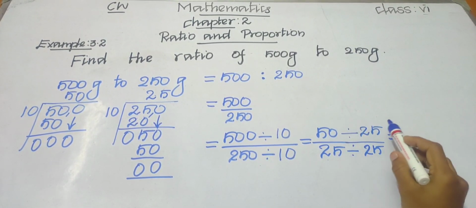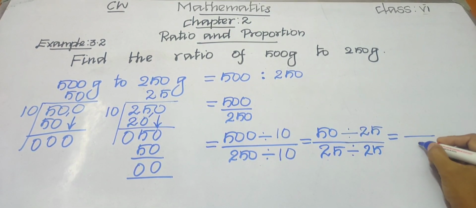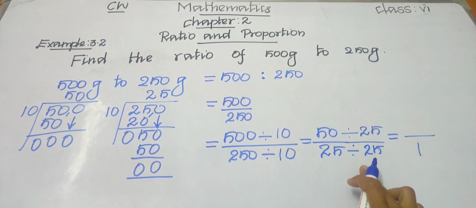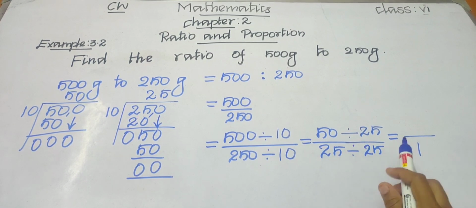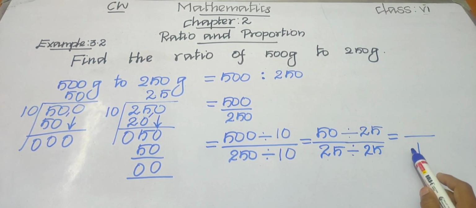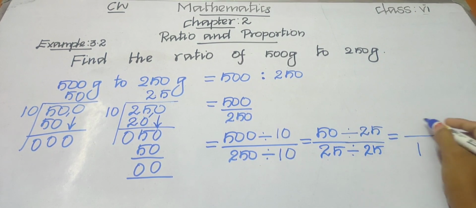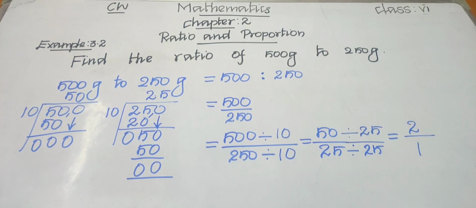Already I have told you, right? 25 divided by 25, what will you get? 1. If you are dividing the same number, as divisor and also dividend, we will get the answer 1. So 50 divided by 25, we will get 2, right? One 25 is 25, two 25s are 50. So the answer is 2 by 1.